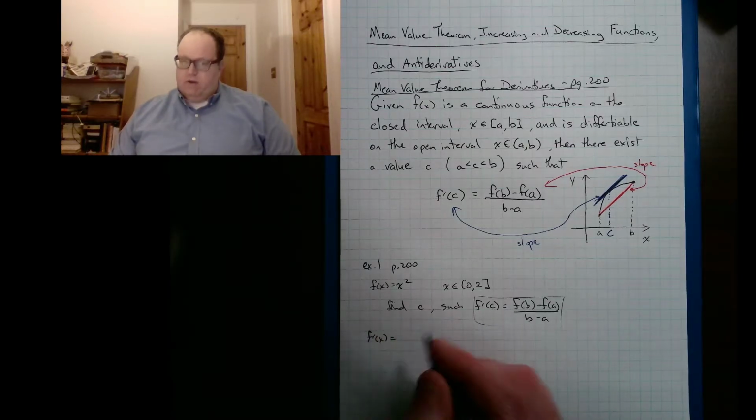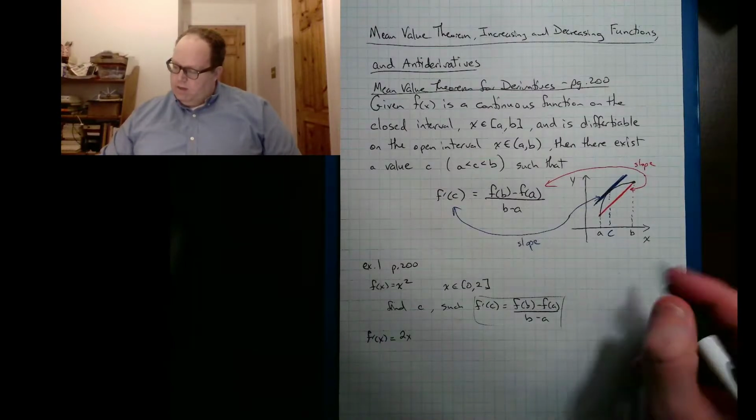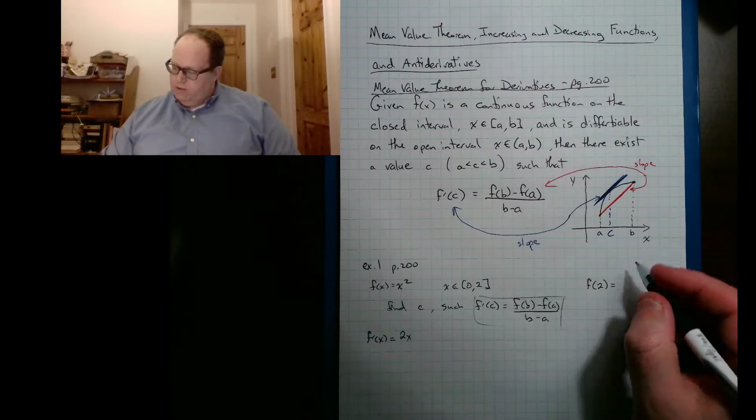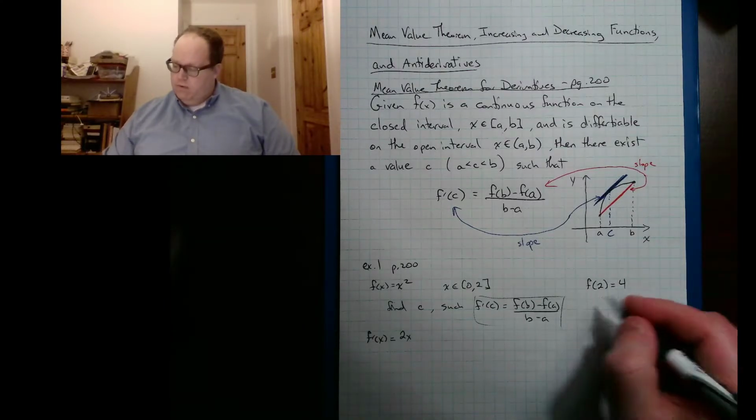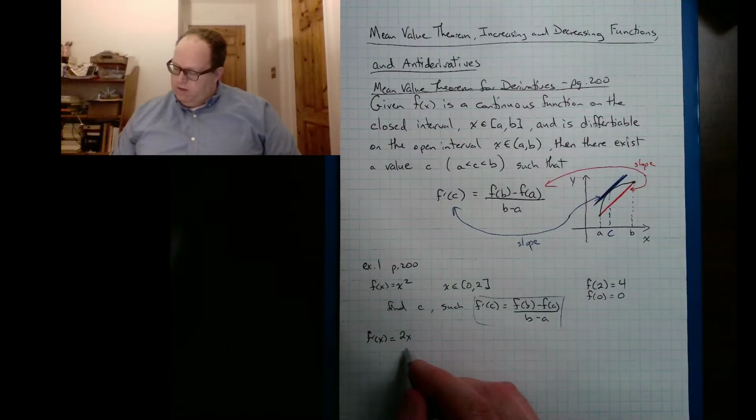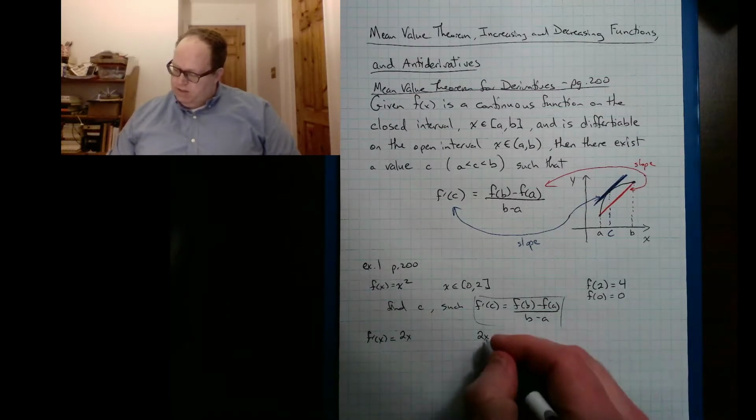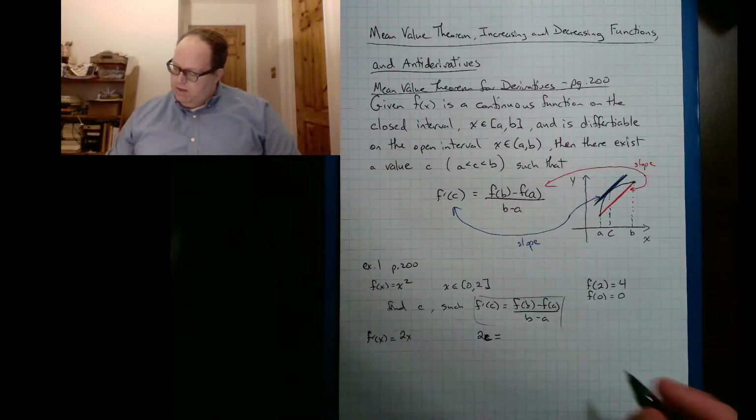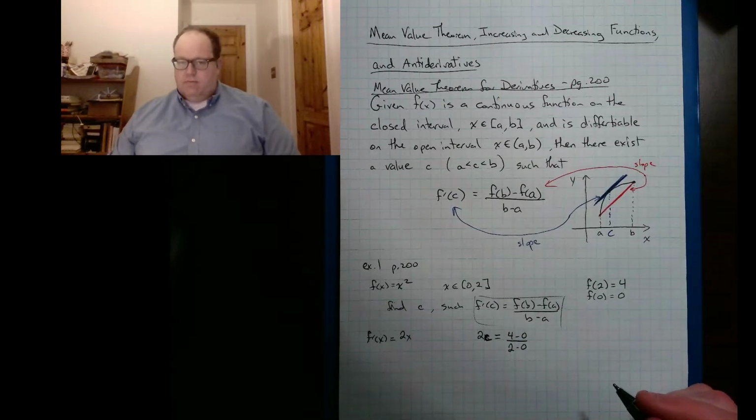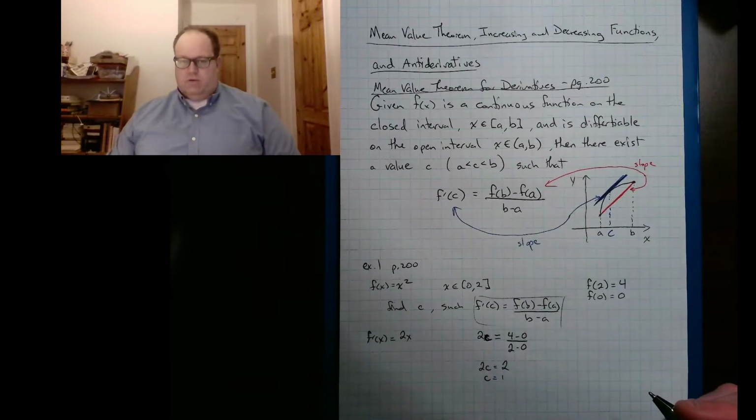The derivative of my function is 2x. F at 2 is equal to 2 squared, or 4. F at 0 is equal to 0. So I'm looking for where 2x equals, or I should say 2c, equals 4 minus 0 over 2 minus 0. Or 2c equals 2, or c equals 1.